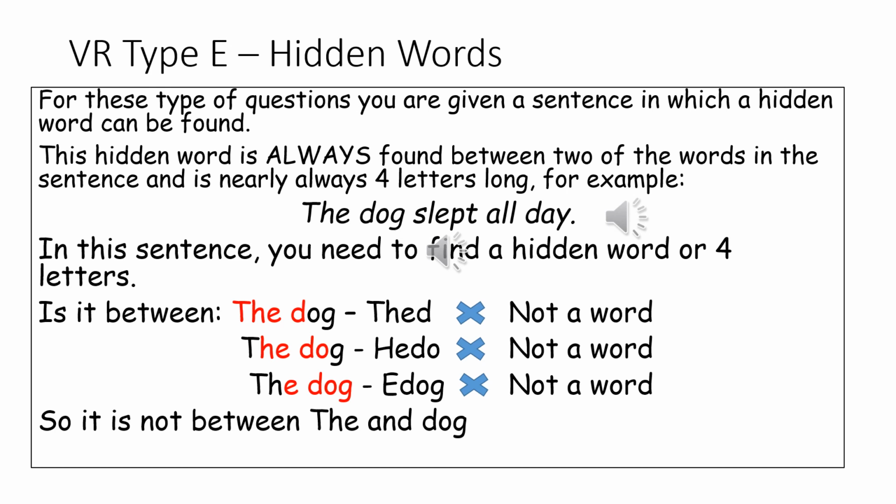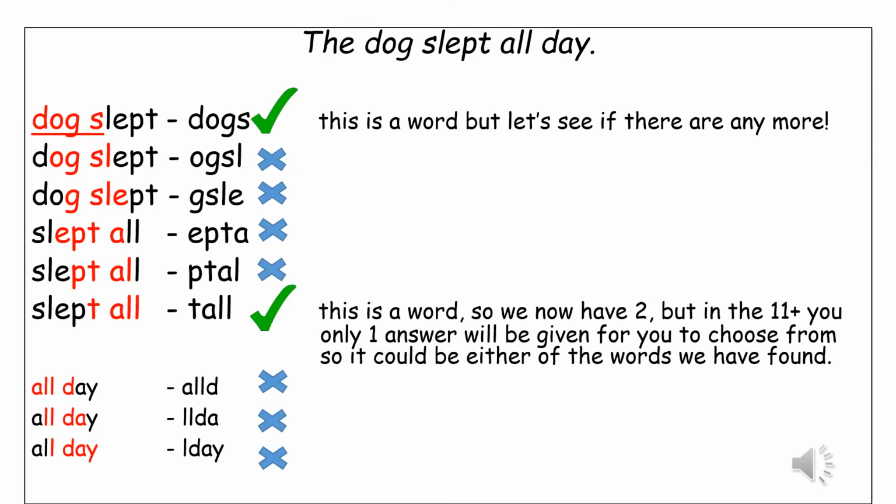So T-H-E-D, well, that's not a word. So we've got H-E-D-O, heado. That's not a word either. Let's try the next possible word. E-D-O-G. Is that a word? No way. So let's see. So this is not in the and dog. So we have to go now to the next set of letters and see if it's there. So let's have a look at the word dog and slept. D-O-G-S. Is that a word? Bingo! Dogs. Yes, it is a word. So that is the answer.